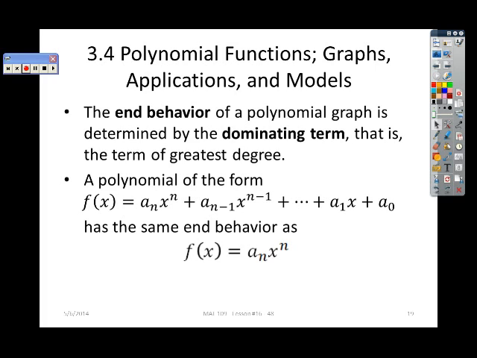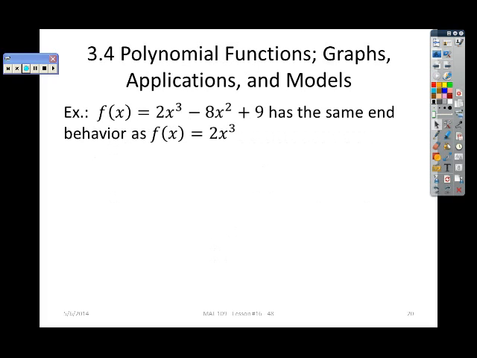We can look at this then, and if that's odd, we know one end's up, one end's down. If it's even, both ends the same way. No matter what else is tacked on, that's what the ends do. So f of x equals this function. The graph of that function, if you get far enough away from 0, then the ends are going to behave as if that's the only term in that function.